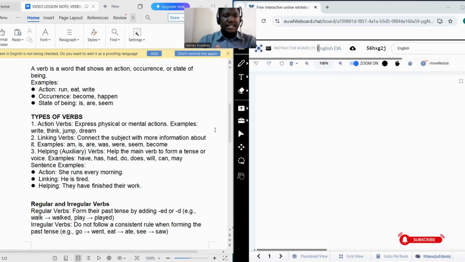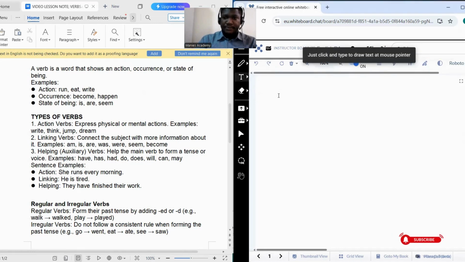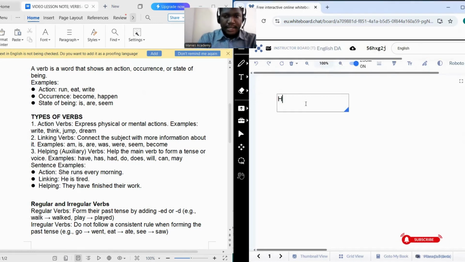And these are sentence examples of verbs. For action, she runs every morning. The action verb in that sentence is run. Another example would be, he jumps every day. The verb in this sentence is jumps. That is an example of an action verb.